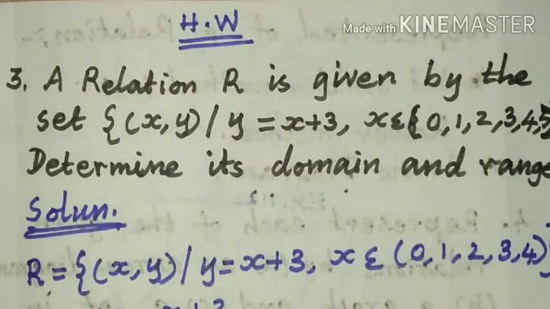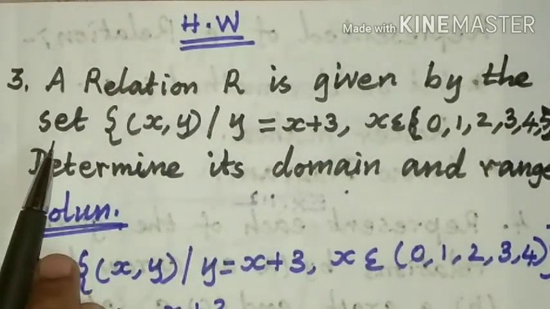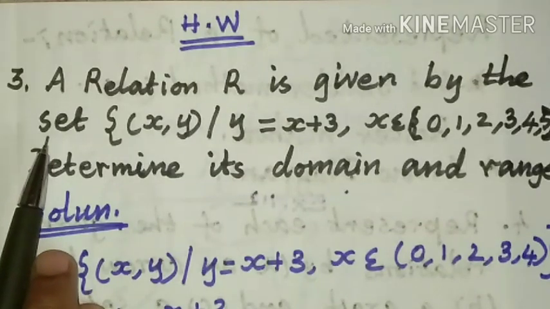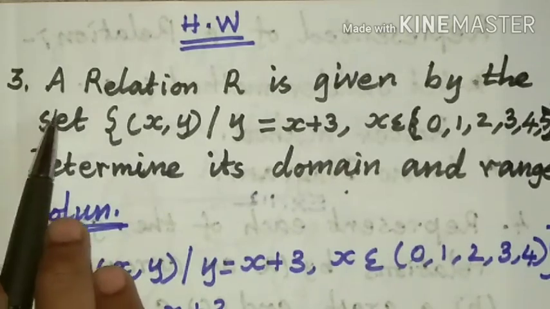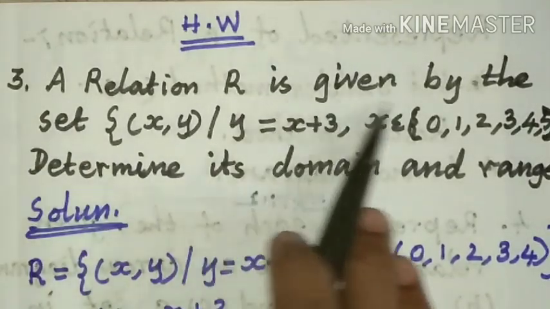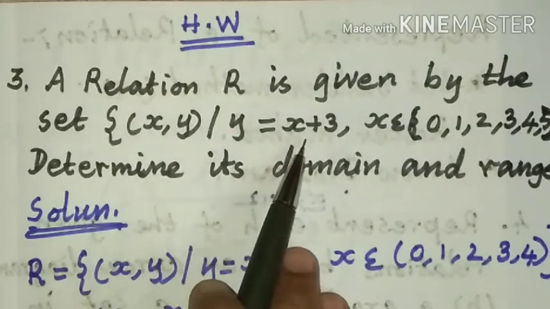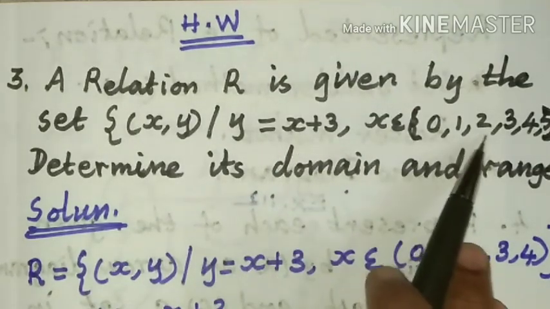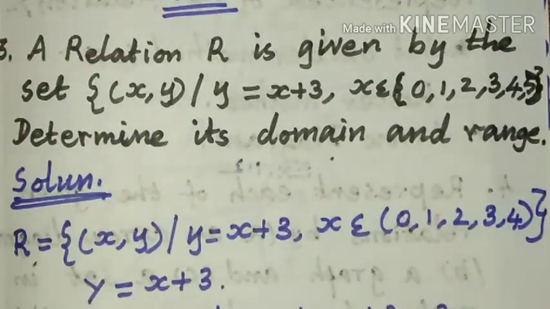Yesterday I gave homework, the 3rd sum in this exercise. I hope you have all finished. All of you take that page and correct it. See the question. A relation R is given by {(x, y) such that y equal to x plus 3, x belongs to {0, 1, 2, 3, 4}}. Determine its domain and range.